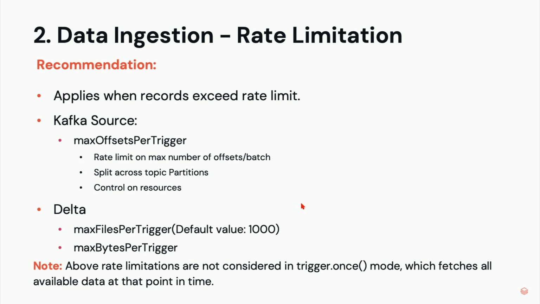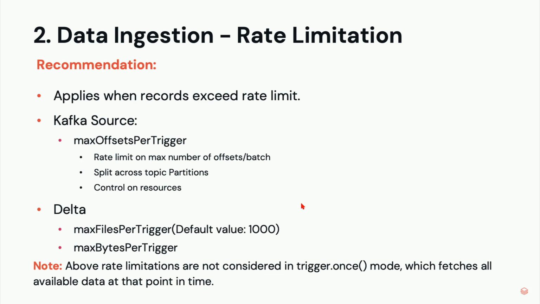Here the recommendation is rate limitation configurations. When you want to go with a smaller or limited cluster, and you don't want to spend so much money on that particular cluster, then rate limitations will play a crucial role. With respect to the Kafka source, there is max offsets per trigger. When you give max offsets per trigger a certain value, then every batch will fetch data based on that number. This rate limitation is considered while fetching the metadata from the source.